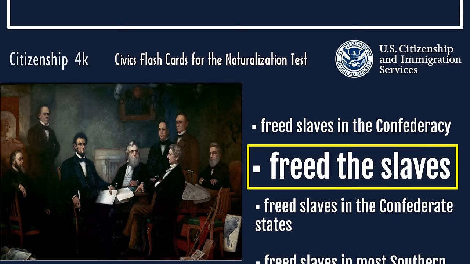Name the U.S. war between the North and the South. The Civil War. Who vetoes bills? The President.